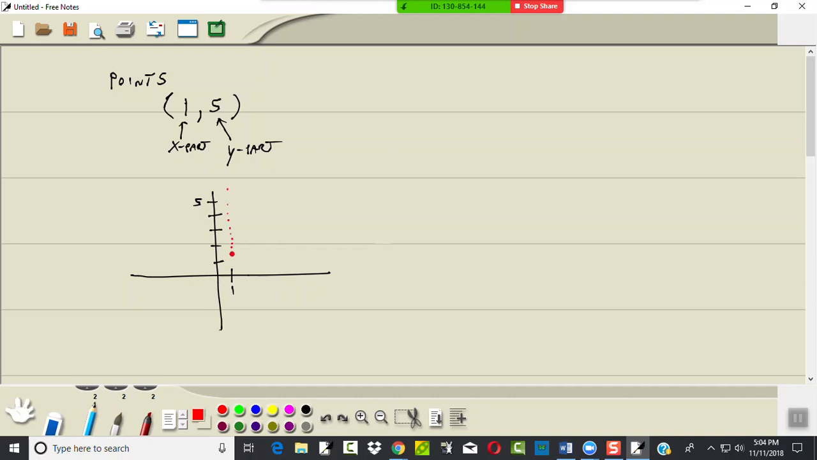Now for x equals 1, there's an invisible line there going up and down, crosses through 1. For y is equal to 5, there's an invisible line going across like this, horizontal. Where they intersect is going to be where our point is. So this is the point 1, 5. It's also called an ordered pair.